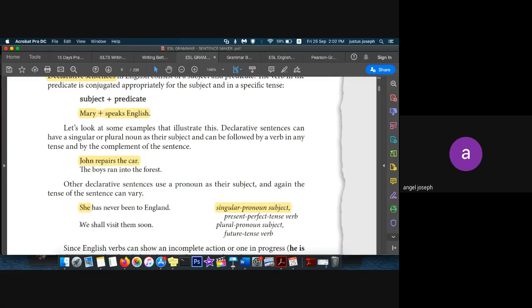Look at the next sentence. We shall visit them soon. Subject is? We. Subject is singular or plural? Plural. We. And is it a noun or is it a pronoun? Pronoun. Okay. Good.